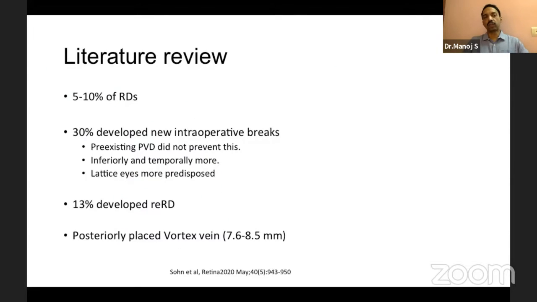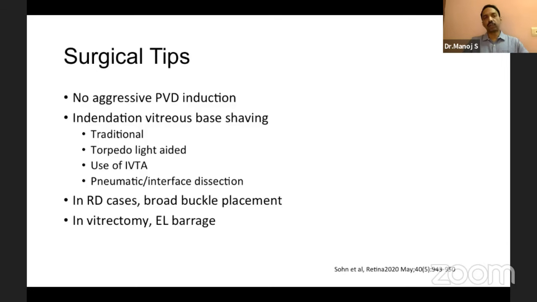The importance of knowing this is because nearly one third of these eyes end up with new intraoperative breaks during surgery. Also, there is a higher incidence of recurrent retinal detachments in these eyes. So the surgical tip is that aggressive PVD induction should not be done in these eyes. One should be performing an indentation vitreous base shaving, either a traditional approach or a torpedo light aided vitreous base shaving. Use of IVTA helps in identifying this residual vitreous. Doing a pneumatic or interface dissection also may help.